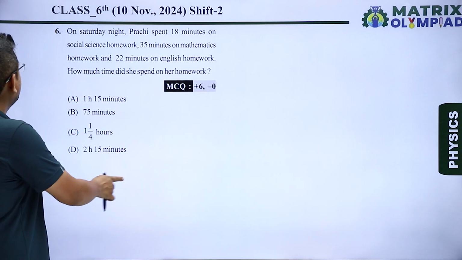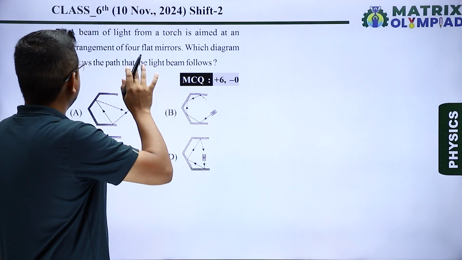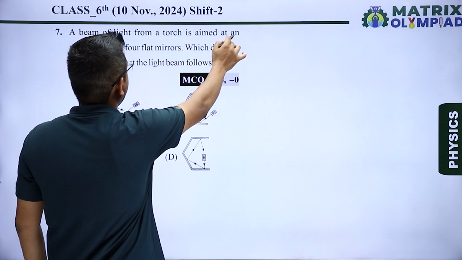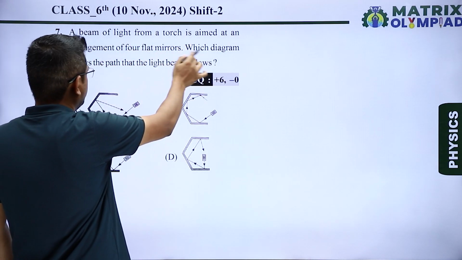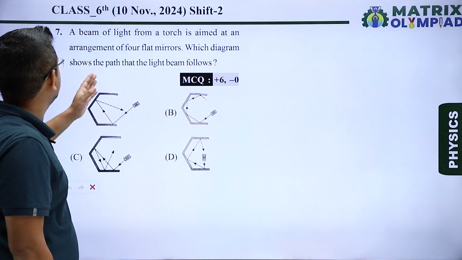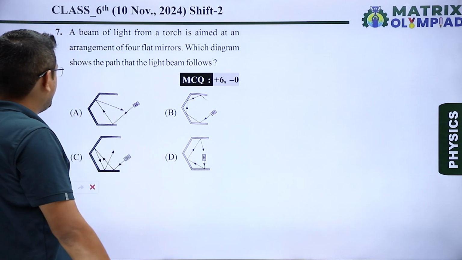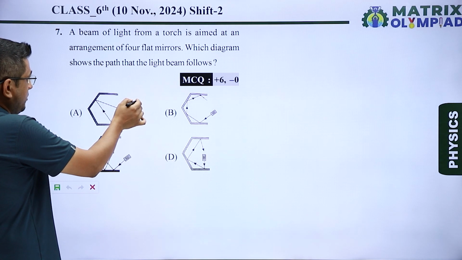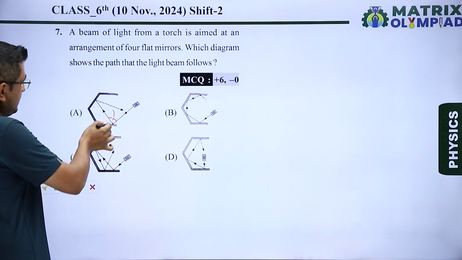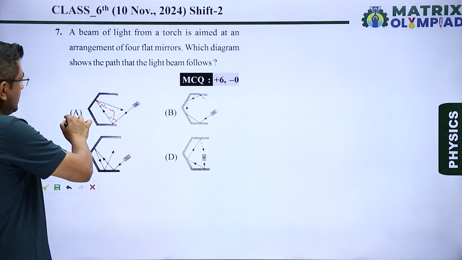Next question, number 7. Some images are given here. Which diagram shows the path that the light beam follows? Again I am reading this question. A beam of light from a torch is aimed at an arrangement of 4 flat mirrors. Which diagram shows the path that the light beam follows? As we know, mirrors show reflection of light, which means angle I equals angle R. The light is coming from this torch. Drawing a normal, this angle will be equal, so light will follow this path. Then again drawing a normal here, this angle is equal, so this is a correct diagram.